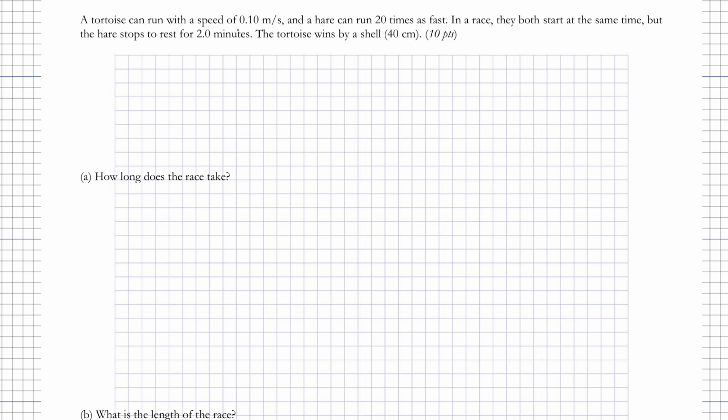A tortoise can run with a speed of 0.1 meters per second, and a hare can run 20 times as fast. Let's start with V bar tortoise. Wait, are they running constant? Yeah, they're running constant. So if they're running constant, I can put the bars on there. Not only can I put the bars on there, but I can put V naught equals V for the tortoise. It's always the same. For the hare, V naught H equals VH equals V bar H equals 20 times that. So this one's 0.10 meters per second, and this one is going to be 20 times as fast.